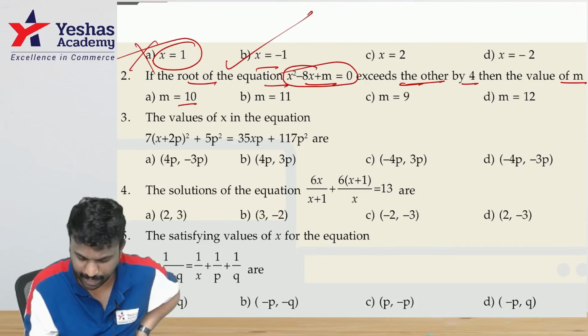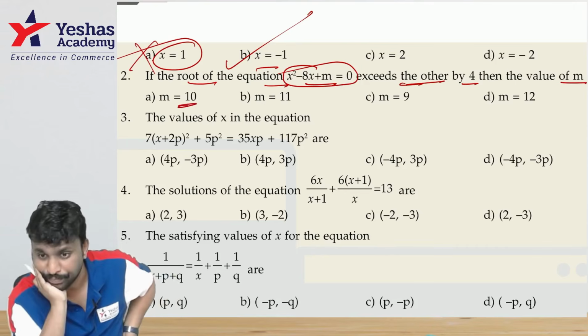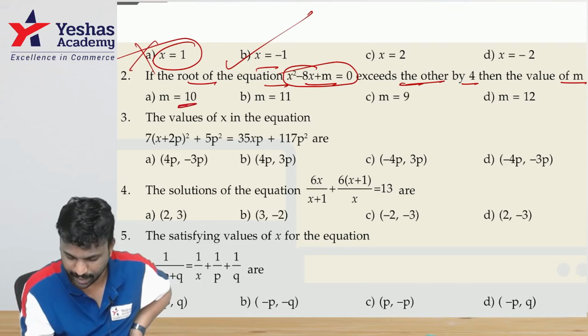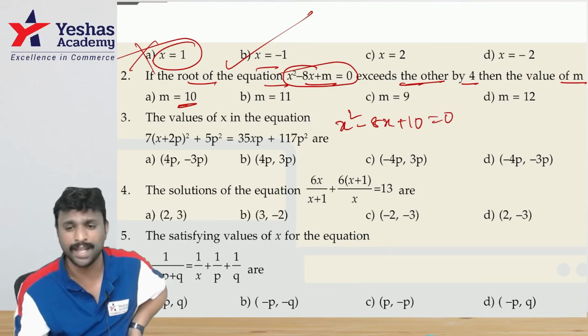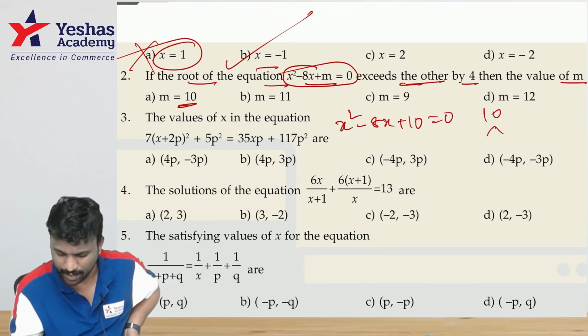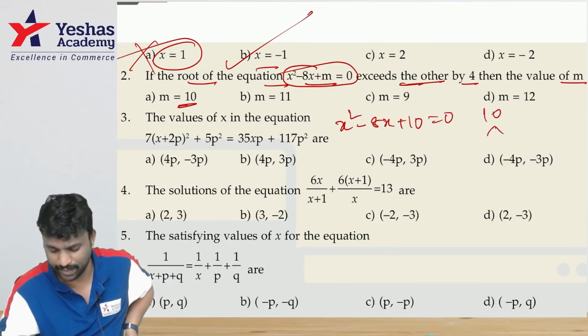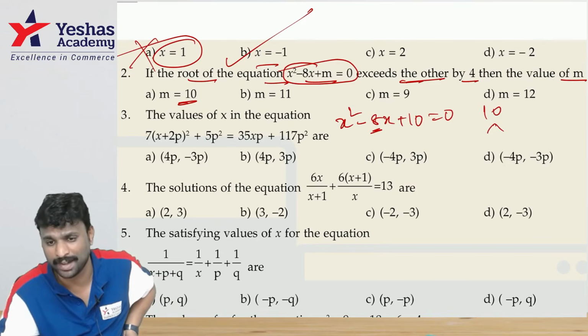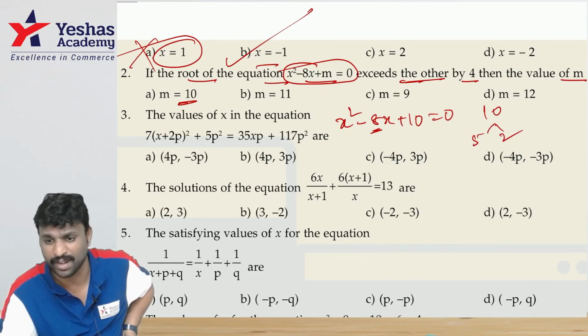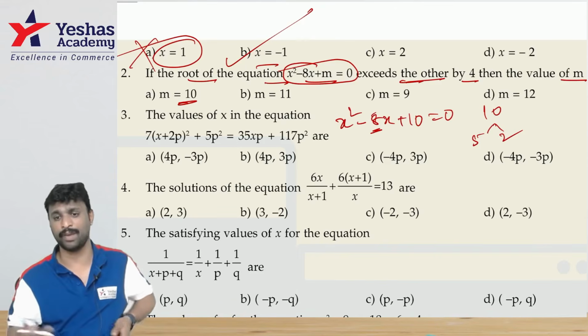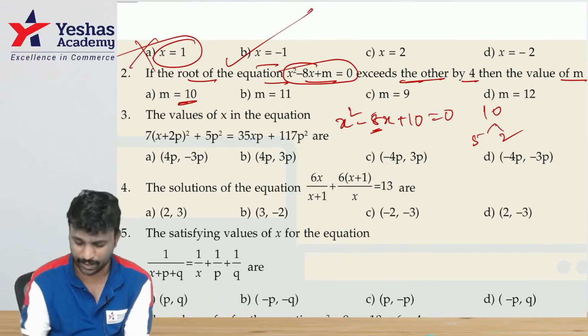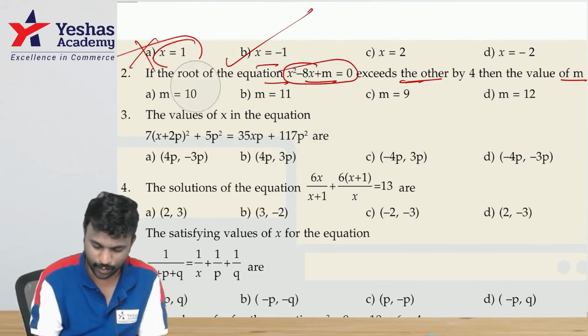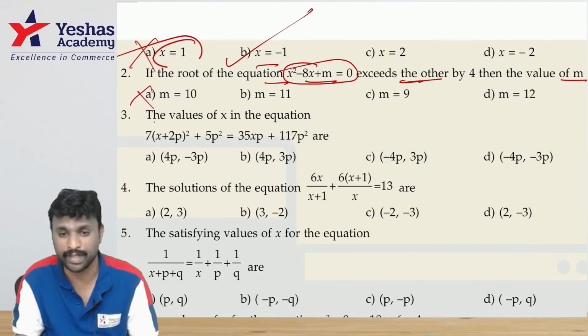Guys, what if I plug in m value as 10? If I plug in m value as 10, x square minus 8x plus 10 equal to 0. Is it factorizable first of all? 10 is the product. So definitely it is not factorizable. What are the factors for 10? 5 and 2 and 10 and 1. If I simplify, by adding 5 and 2 or 5 minus 2 or 2 minus 5 I will not get 8. So it's not factorizable. So no need of going with m is equal to 10.